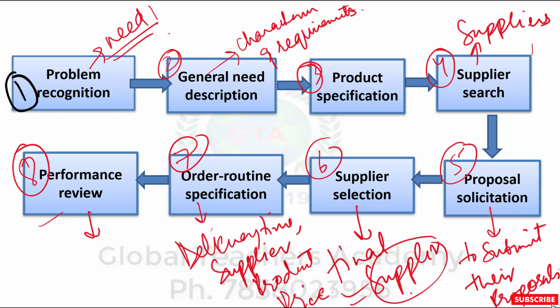And then proposal solicitation, here all suppliers are asked to submit their proposals. Then supplier selection is the final selection where the supplier is selected on the basis of the product they offer, their past reputation and experience, and as they deliver the product on time and at a reasonable price, that matters here. Then order routine specification, all the things have been prepared accurately and efficiently. And then performance review is the last stage.